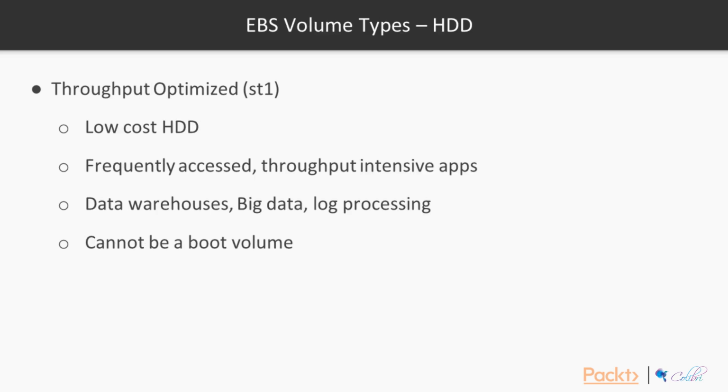Then we can move to HDD, or think about them as physical disks. The first one that we're going to talk about is Throughput Optimized, or ST1. This is a low-cost HDD option. Use this for frequently accessed, throughput-intensive applications, for example, data warehouses, big data, or log processing. Mainly anything that has to do with sequential data, like MapReduce, Kafka, and ETL workloads. And this cannot be a boot volume, and we will be discussing a bit more in detail in the next lecture when we're going to go hands-on.